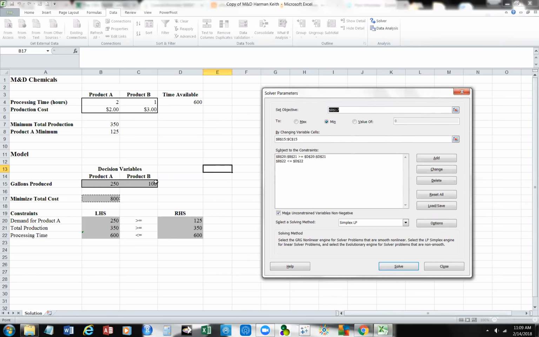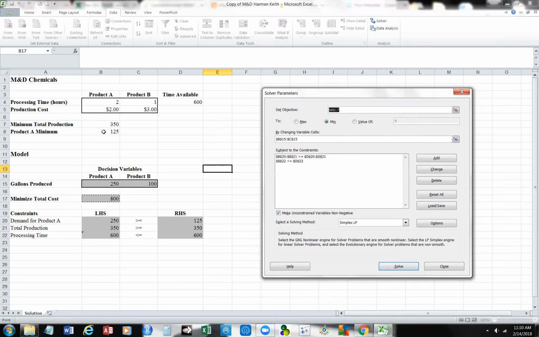Okay, now up here in the assumptions area, well, really these are all assumptions areas except the output down here, but here's the output period. The rest of it's all assumptions. The difference is, we've got a minimum total production of 350 gallons, and a minimum of 125 gallons of product A. Okay, so you got to make 350 gallons. A minimum of those should be 125.